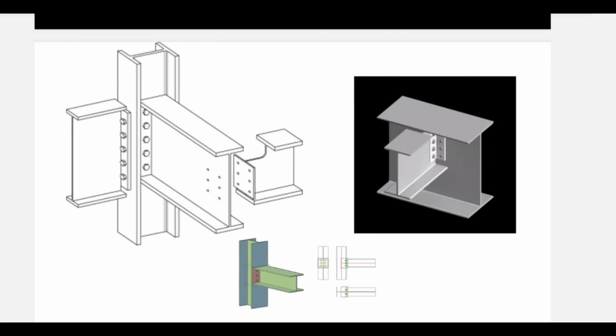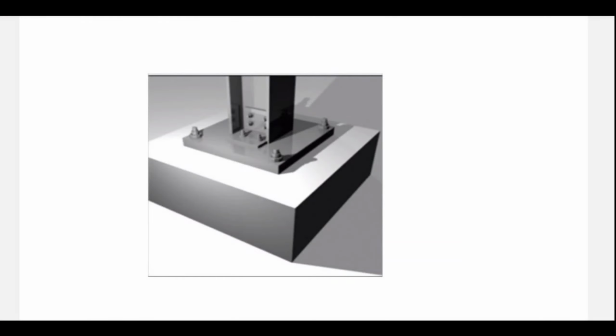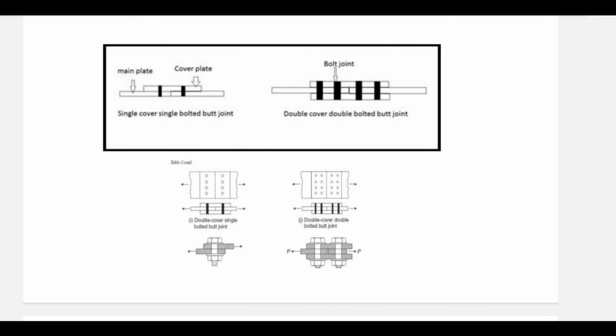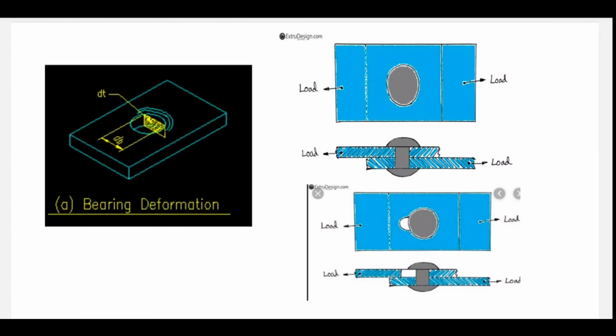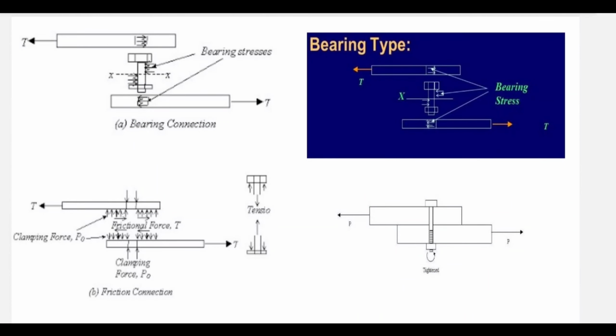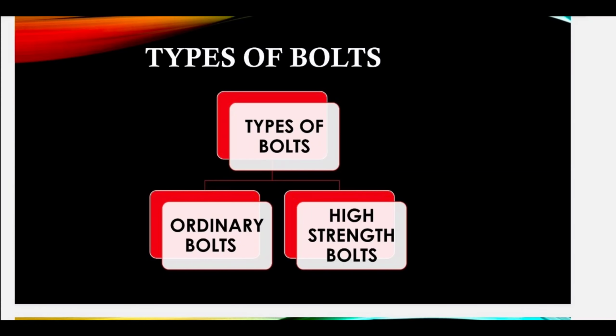a fixing image of the bolt section. In the underground view I have seen the main plate and cover plate, using a single cover single bolted butt joint, and a double cover double bolted butt joint. Another is a hanger connection using tension mode, with some dimensions, and bearing deformation, using the bearing connection and friction connection.